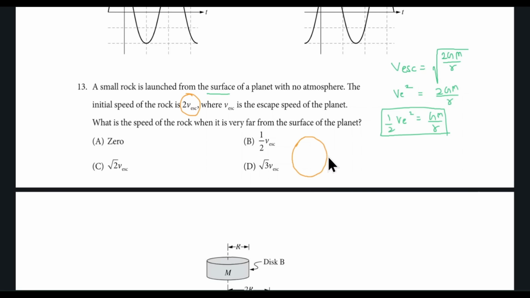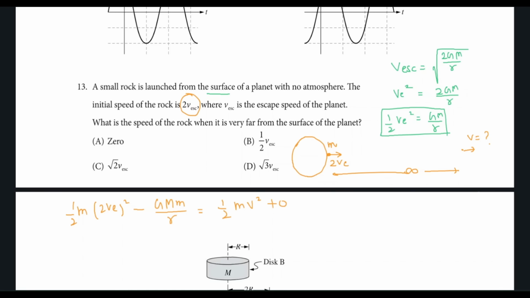This is a planet. This is where that is launched at 2 VE. And when it is far away, meaning infinity, what is the speed over here? So at this point, what is the energy? Energy is kinetic, which is half m, m is the mass of this object, times 2 VE square, plus the energy of the planet and the mass, which is given by negative G capital M small m over r, will be equal to half mv square plus 0, because there is no energy when they are at an infinite distance.